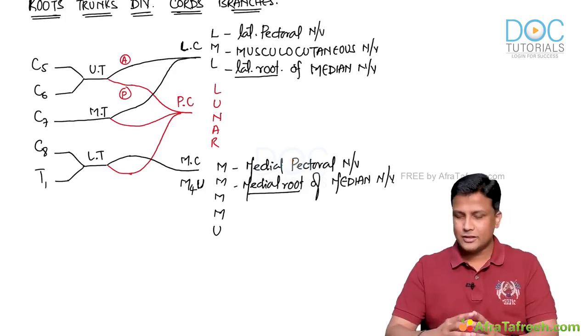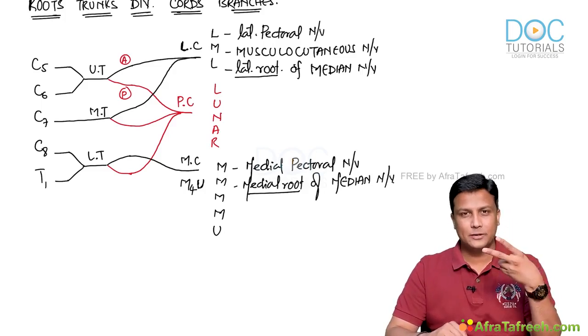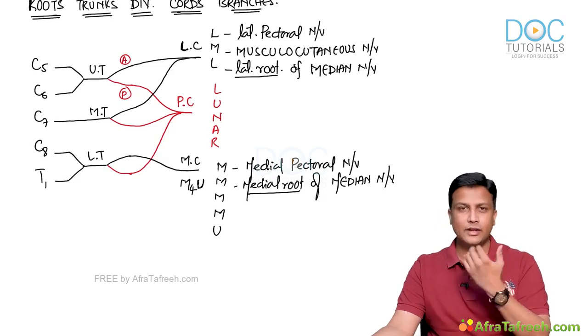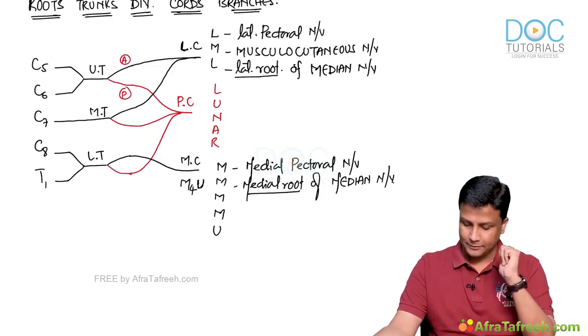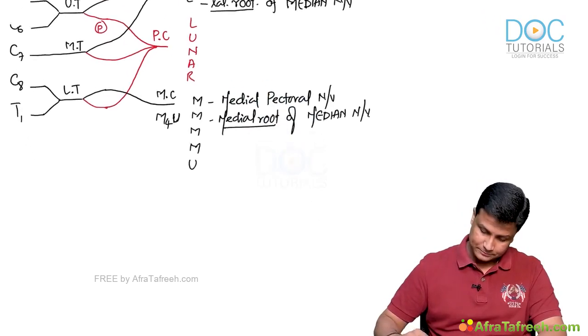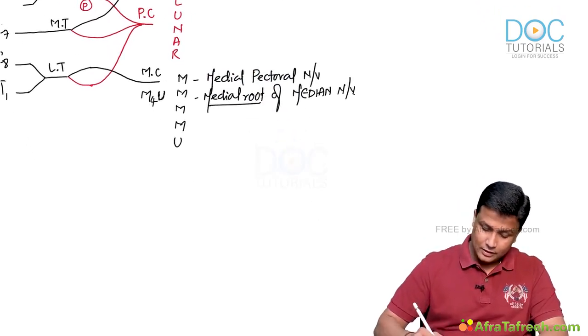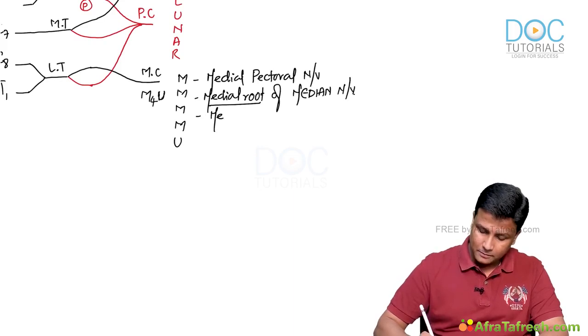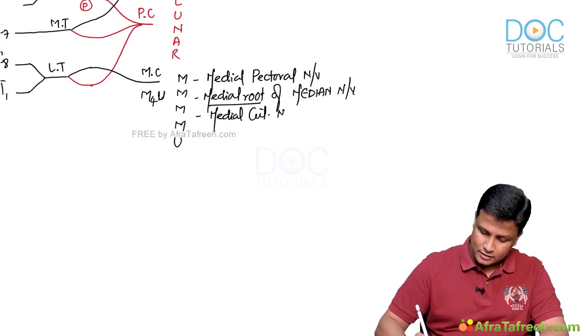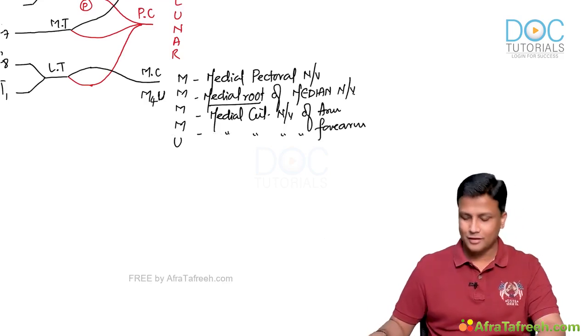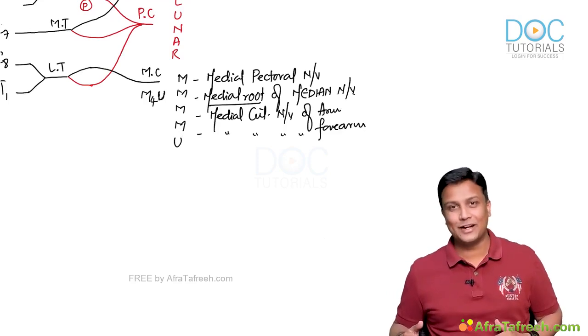Now let's continue with the branches here. In M4U, we are done with two M's: lateral pectoral, medial pectoral, lateral root of the median nerve, and there will be a medial root of the median nerve, guys. Done. Now what about the remaining two M's here? They are very much easy. First of all, you write down the name along with me. M stands for medial cutaneous nerve of arm. And one more M here stands for medial cutaneous nerve of forearm. Wow. I don't even have to teach you here, and you don't even have to learn here.